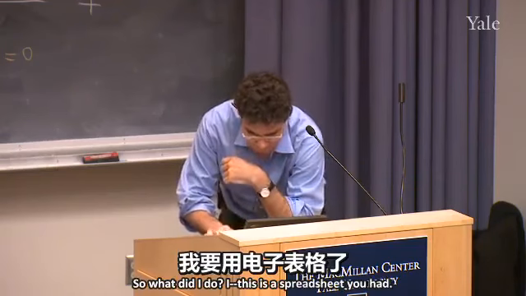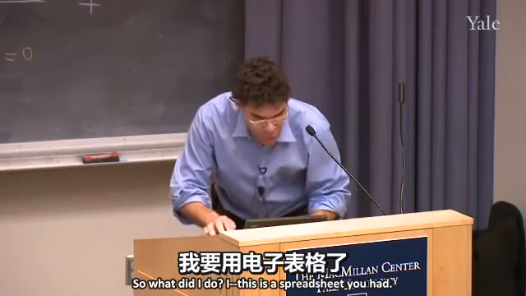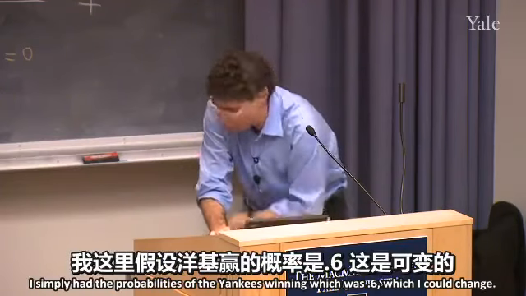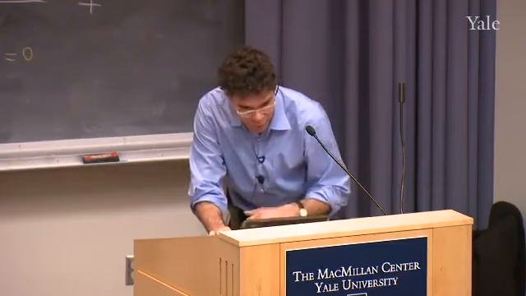Okay, so what did I do? This is a spreadsheet you had. I simply had the probabilities of the Yankees winning, which was 0.6, which I could change.